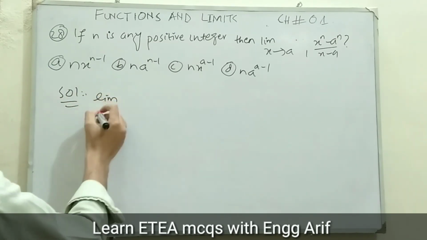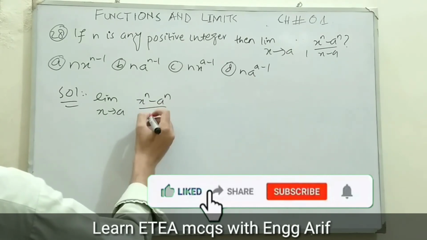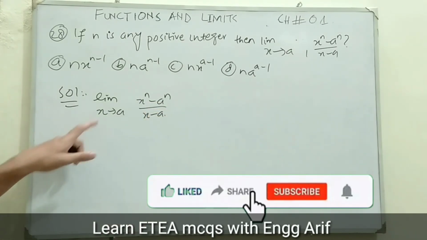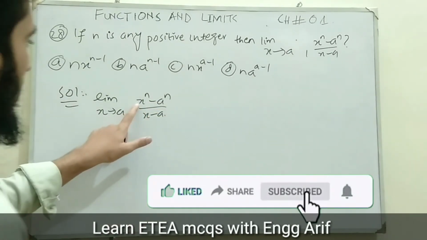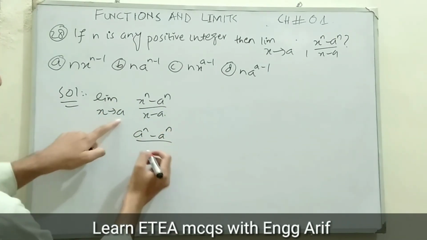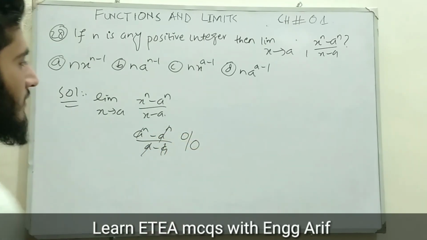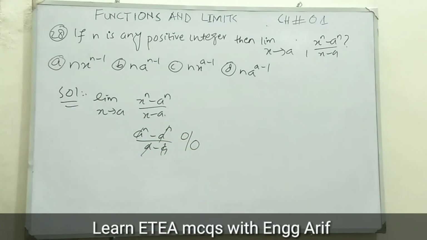Limit x approaches to a, we have (x power n minus a power n) over (x minus a) is given. If we directly apply limit x approaches to a, it becomes (a power n minus a power n) divided by (a minus a). It gives us 0 over 0, again an indeterminate form. So we are going to differentiate it with respect to x.